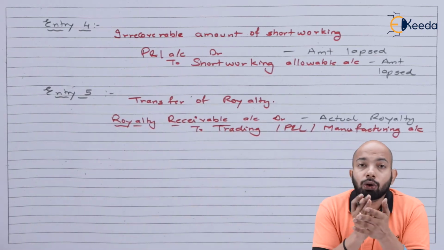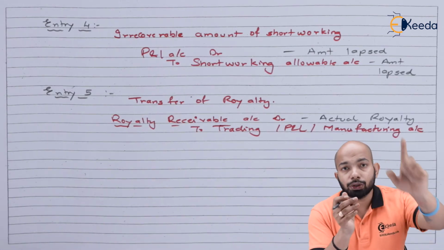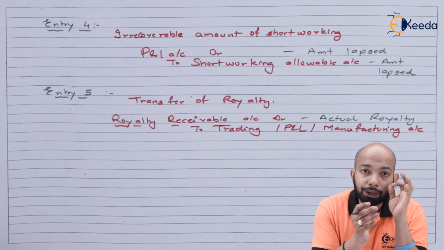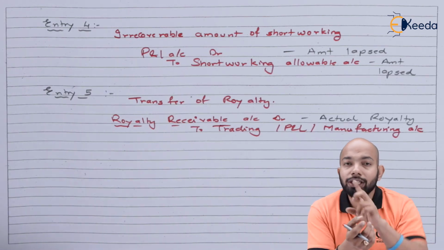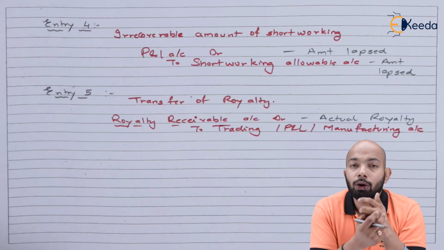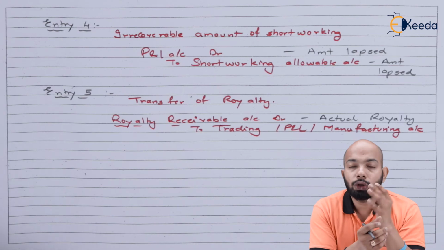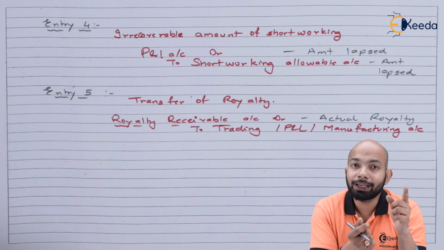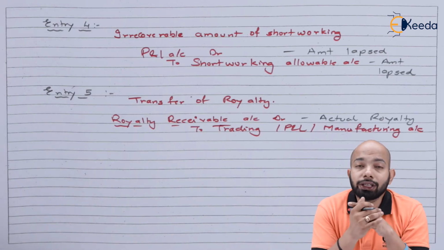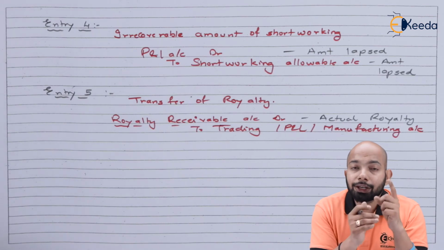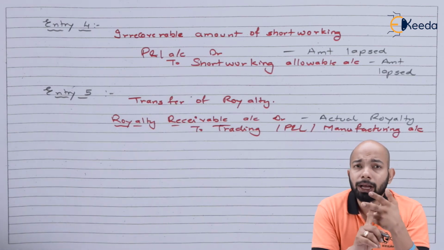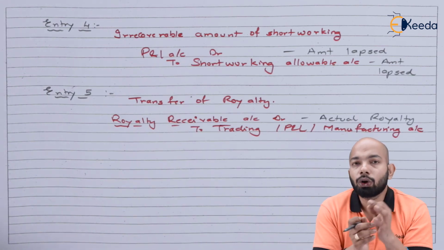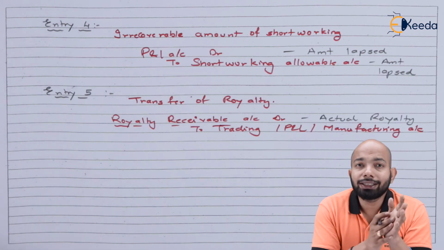When this receivable account was opened, the first entry passed related to this transaction was where royalty receivable was debited. Now to close it, we'll credit it here. So royalty receivable account is debited to trading profit and loss. Because there is a profit, profit and loss account will be credited, and whatever account has to be closed will be debited with the actual amount of royalty that has been received. On the credit side, you can mention trading account, profit and loss account, or manufacturing account, as per the question's scenario, whether the royalty is on output or on sale. Depending on that, you have to take the decision.